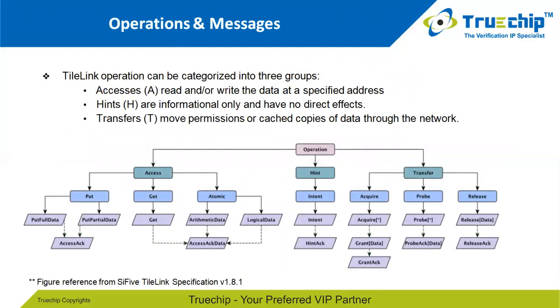Now, the TileLink operations can be categorized in 3 groups: access, hint, and transfer. Here the dotted arrows, as you can see in the diagram, indicate the request and response message pair. The TL conformance only requires supporting the get and the put access operations. TLUH requires all the hint and the access operations. The TLC requires all the transfer operations.